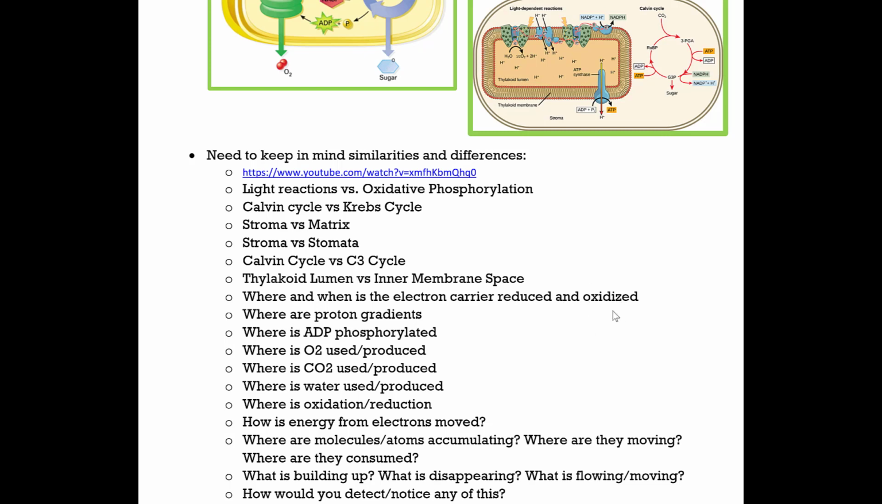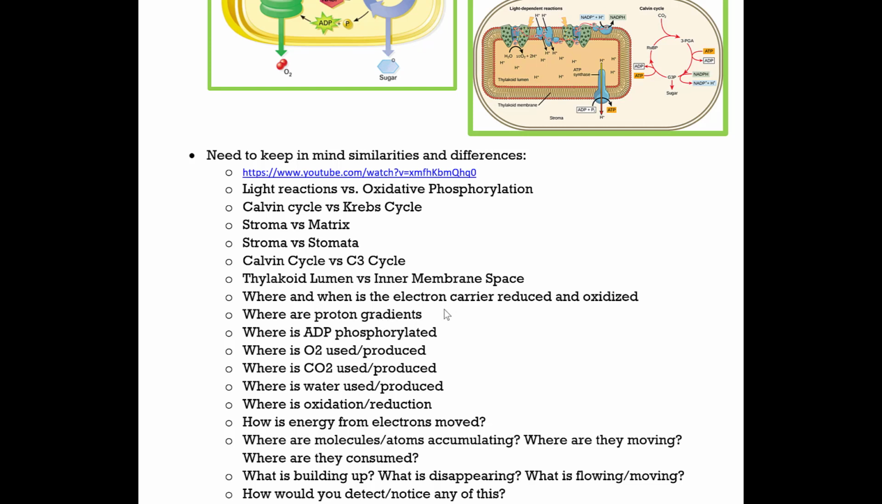And the electron carrier is oxidized during the Calvin cycle, during the reduction phase, when it donates its electrons to the Calvin cycle. The proton gradients in photosynthesis are across the thylakoid membrane. There's a low proton concentration in the stroma. There's a high proton concentration in the thylakoid lumen.